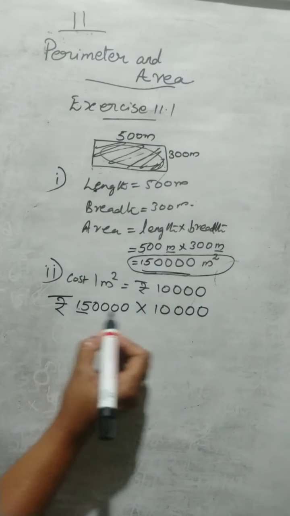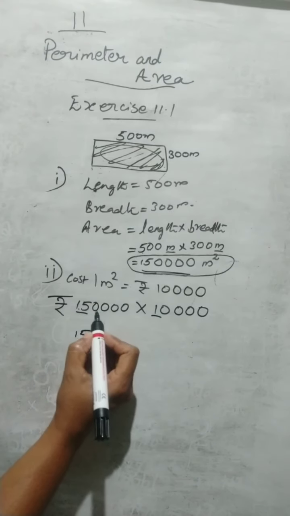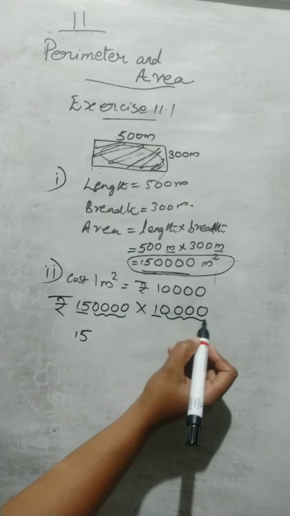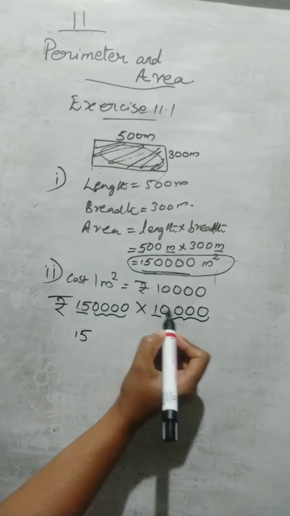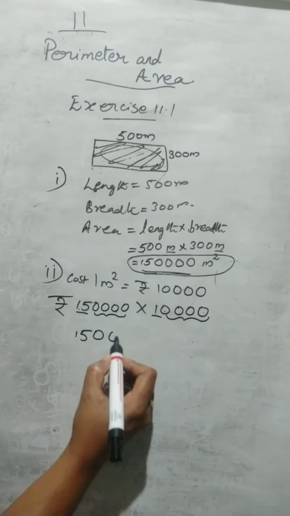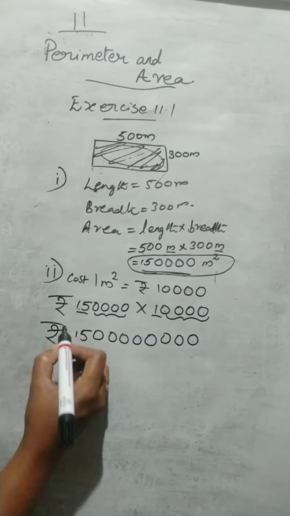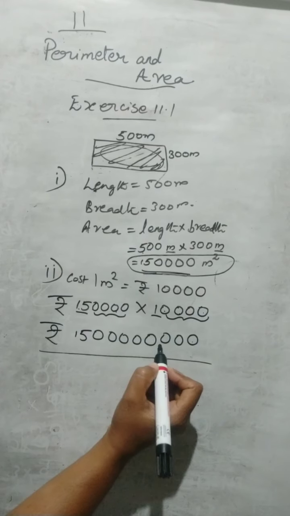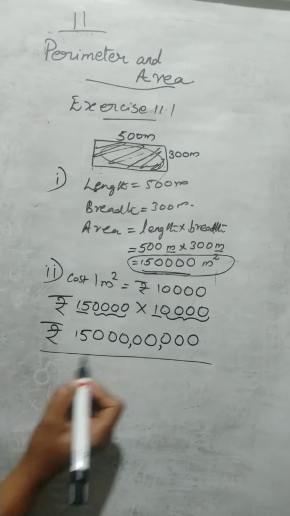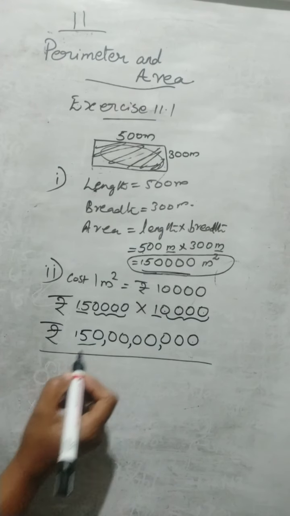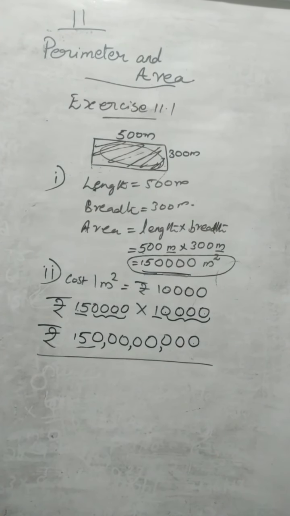Then 15 times 1, 15 itself. Then how many zeros are there in total? 1, 2, 3, 4, 5, 6, 7, 8. This much rupees. How can we read it? Here 3, then next 1,000, then lakh, and here will be the crores part. So we can say 150 crore. The total cost of this land is equal to 150 crore. Clear for you? Next question.